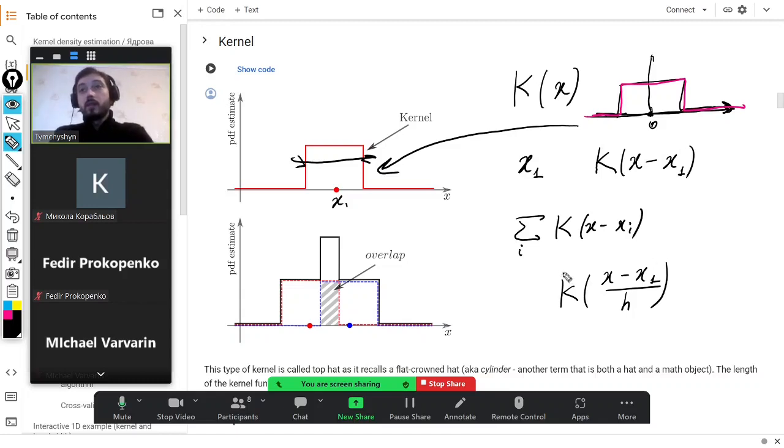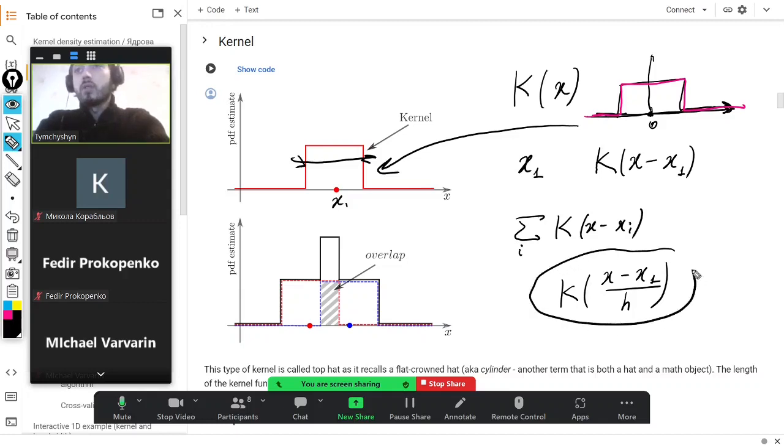This form is the final form that we will use for our calculations. So we will choose some kernel somehow, and after we have chosen our kernel, we will translate it to each of the points and add everything together, and we will choose the width of the kernel and apply it to each of the points.